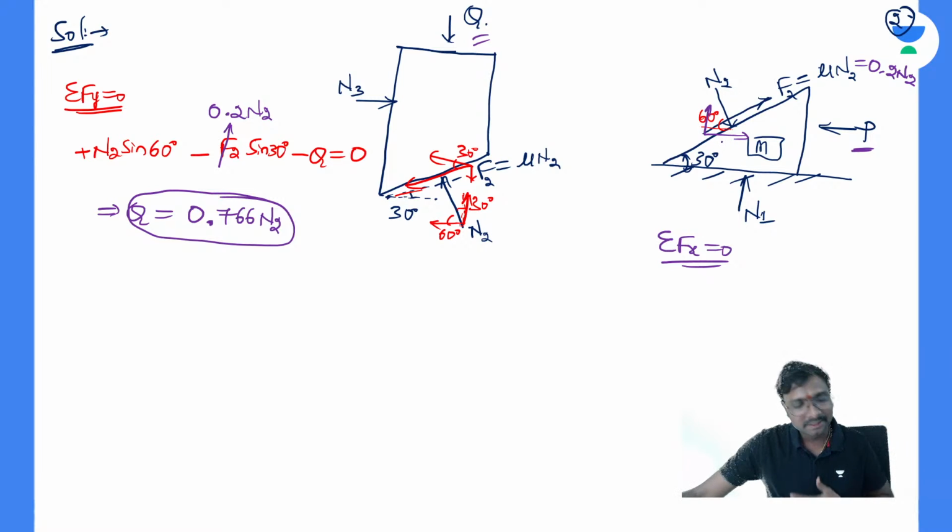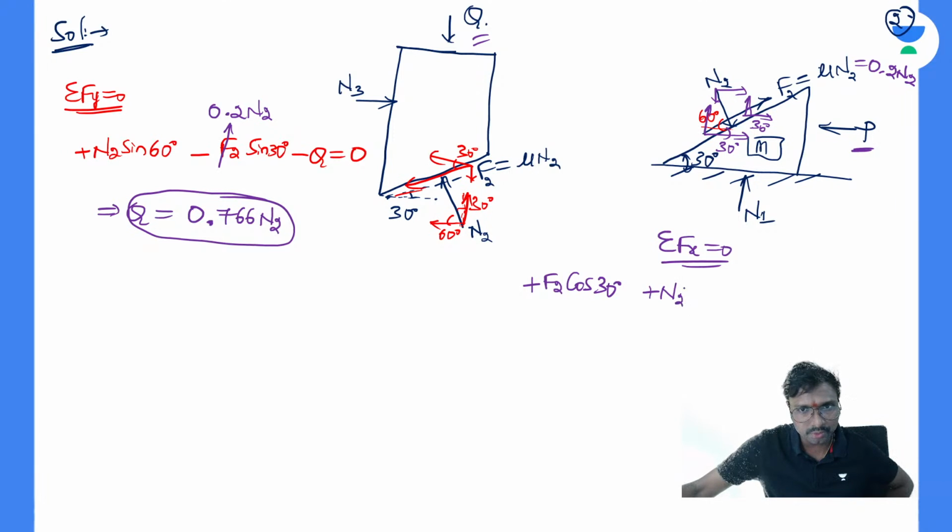Here this is your 60 and this is your 30 with respect to horizontal, right? For this F2 it is 30. So cosine of the horizontal angle, on the right-hand side, means plus F2 into cos 30. And this N2 has one component to the right side and one component vertical downward. The right side means plus only, plus N2 into cos 60, right?